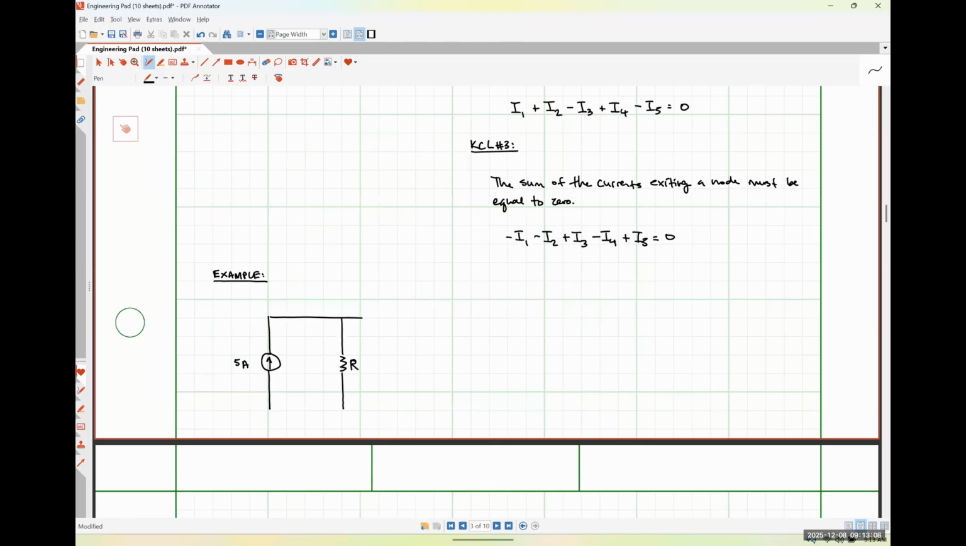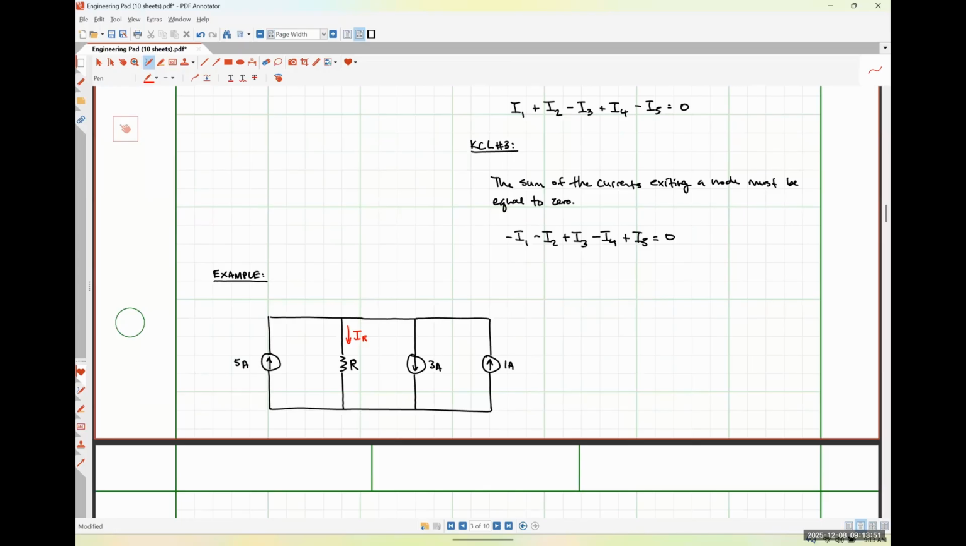Some arbitrary resistance R like so. A 3 amp source flowing down. A 1 amp source flowing up. And Dylan, could you tell me if you would prefer the resistor current to be flowing up or down? Down, okay. So this is going to be my resistor current IR, and Dylan has chosen that it is flowing down, okay.